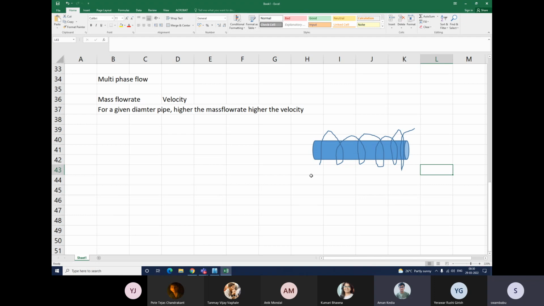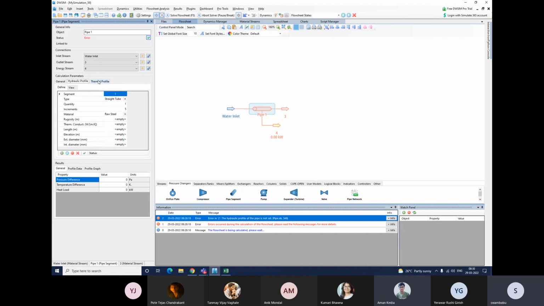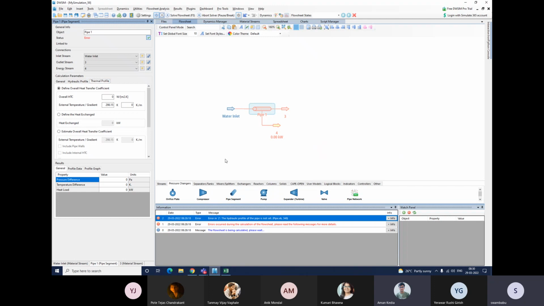So you can have an insulating pipe, a trace heated pipe, or a pipe without any heat transfer. This pipe segment requires the energy connection because it includes the hydraulic profile and also the thermal profile. That's why they have this energy stream.